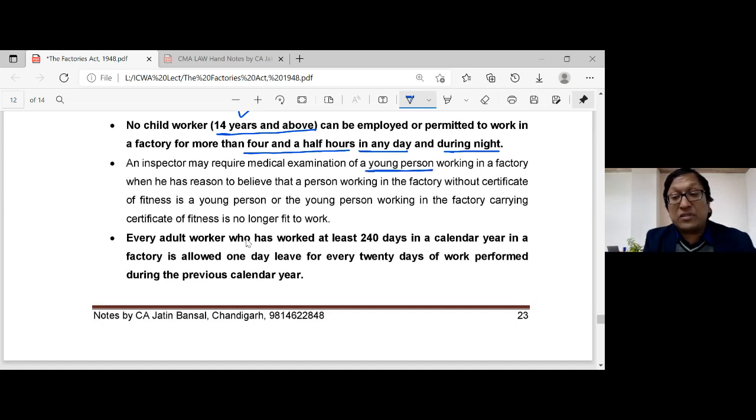Inspector may require examination of the young person. Once I told, young person means again the children and the adolescents. If they are working in the factory, inspector has the right, he may send those persons for medical examination to check whether those persons are in reality fit to be employed for the job or not.